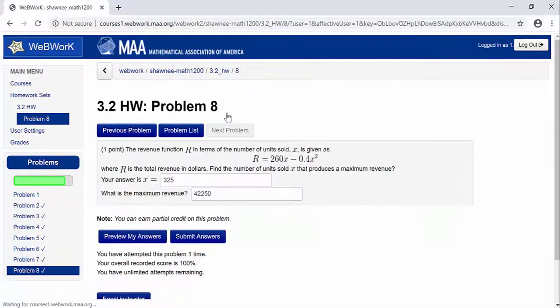Now, in the final problem, number 8, we have a revenue function. The revenue function R gives us the revenue in terms of the number of units sold, X, where R is the total revenue in dollars. Find the number of units sold, X, that produces a maximum revenue. But this is just finding a vertex of a quadratic function.